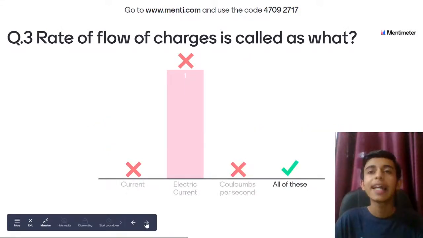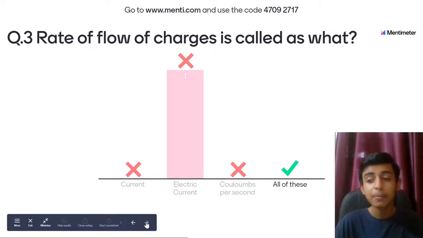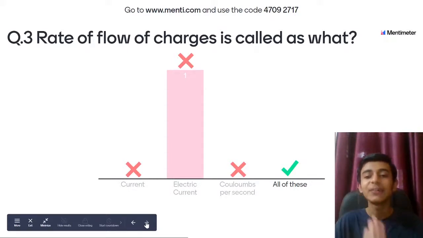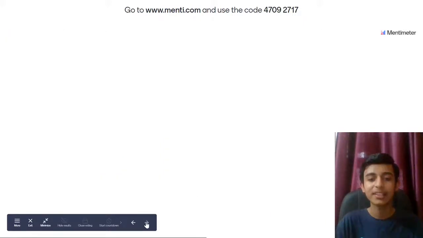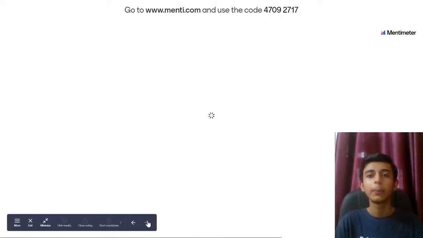Yes, it could have been correct, because current, electric current, means coulombs per second, which is the same. So all of these are going to be your correct answer. Okay, do not get confused, please, from next time. I can understand this was a little bit tough, but that's okay. Let's check out. Okay, one person was only playing. Let's move ahead with the fourth question.